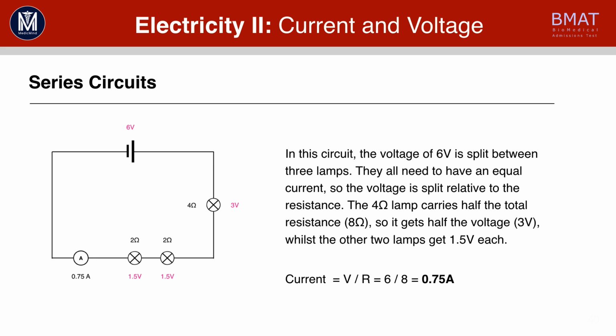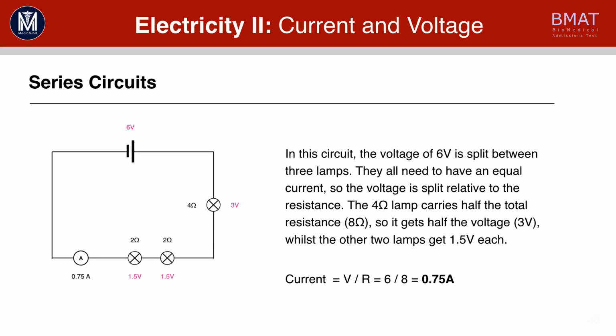Here we've added in a third lamp. However, this third lamp has a much higher resistance of 4 ohms. Again, let's add up the resistances of each individual lamp to work out the total resistance of the circuit. The total resistance of the circuit would be 4 plus 2 plus 2, which is 8. And the voltage remains at 6, so the current will be 6 divided by 8, which is 0.75 amps.